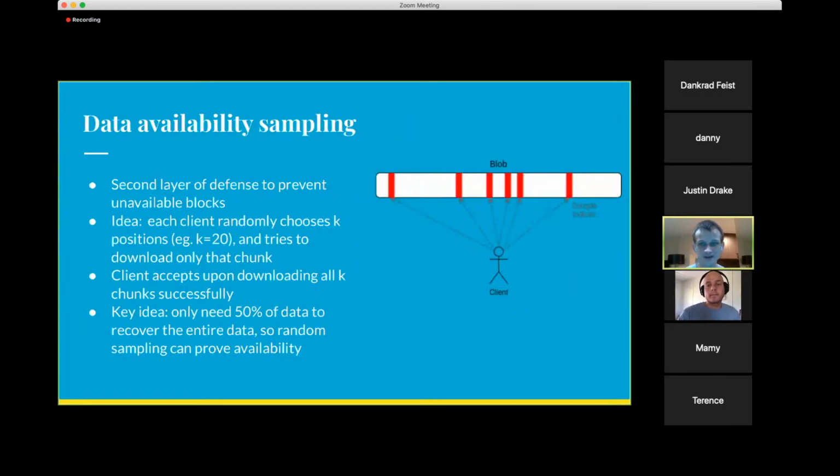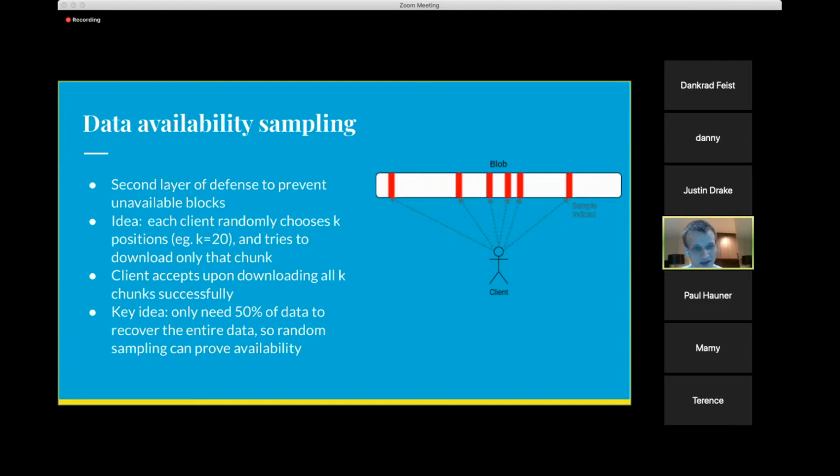Right. So data availability sampling. Basically, this is a second layer of defense to prevent unavailable blocks. The idea is that we don't want to just rely on committees. We want nodes to be able to personally get at least some medium level of guarantee about whether or not a shard block is actually available. And we want nodes to be able to make this check for every shard, every slot.